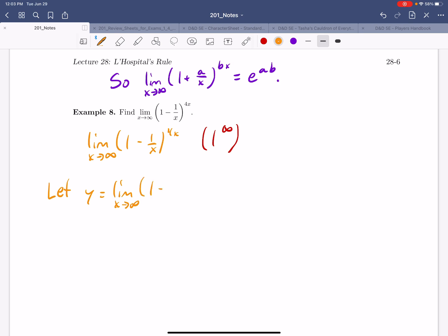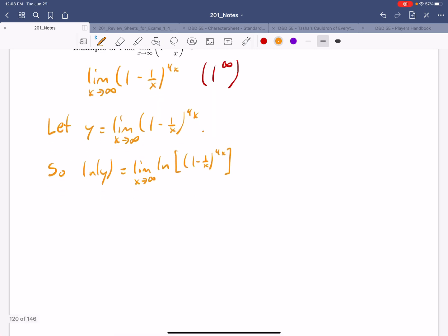So what we're going to do is let y equal the limit as x approaches infinity of (1 minus 1 over x) to the 4x, right? So ln of y equals the limit as x approaches infinity of ln of (1 minus 1 over x) to the 4x. Remember, we can put that ln inside the limit because it and the (1 minus 1 over x) to the 4x functions are both continuous. Right? Now remember, as always, we keep writing the limit as x approaches infinity until we take the limit.